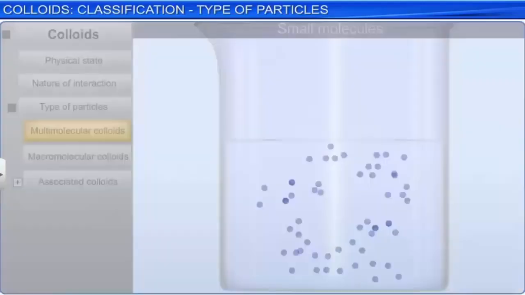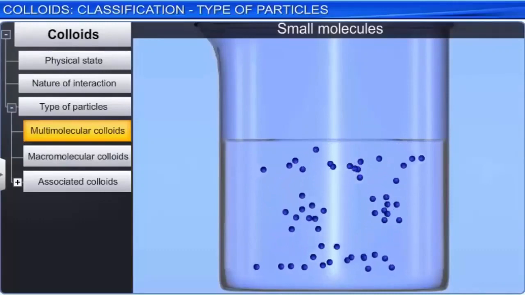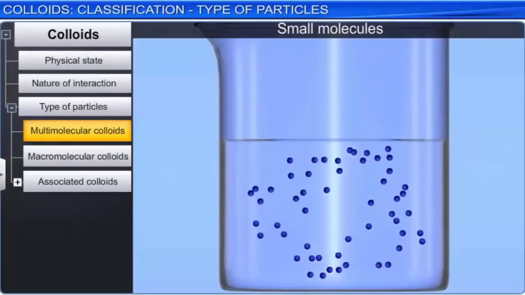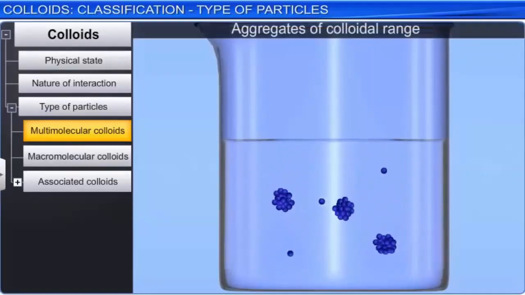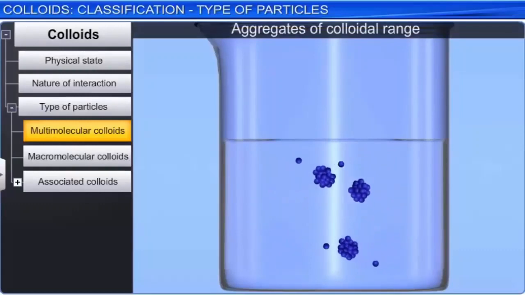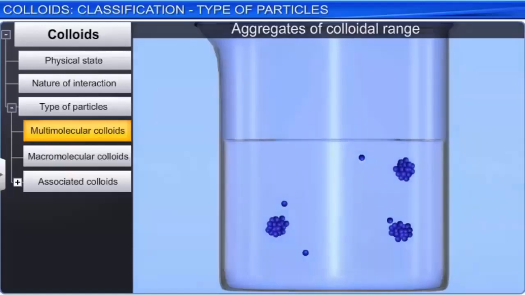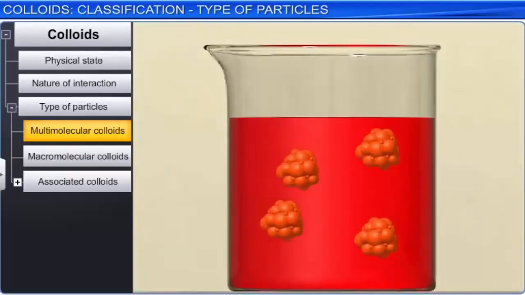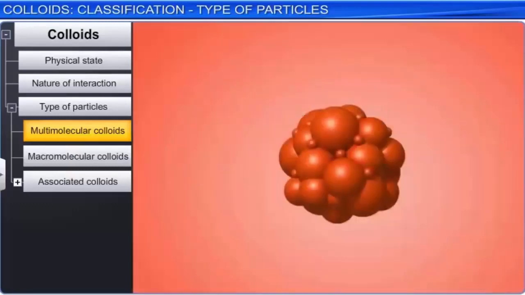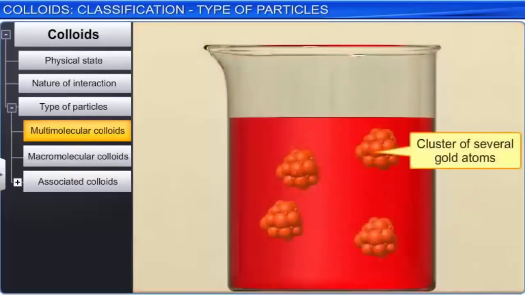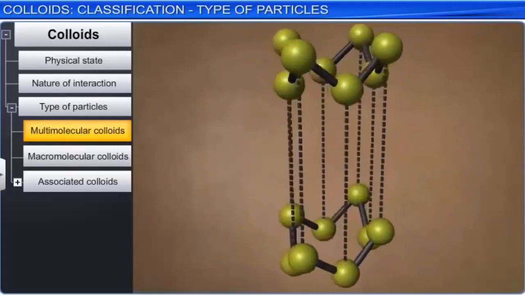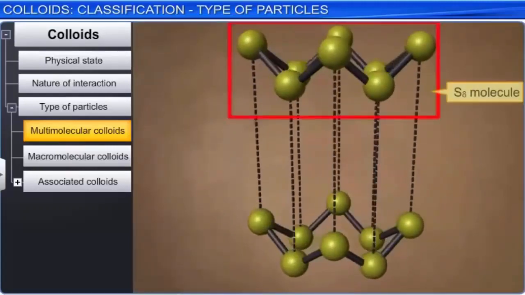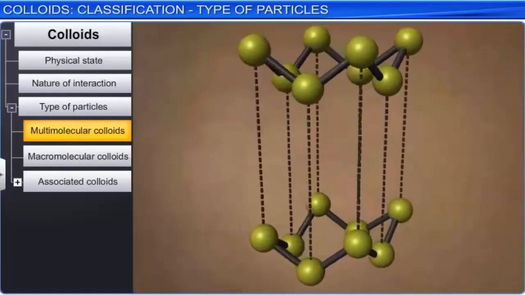As the name suggests, multimolecular colloids are formed when a large number of atoms or smaller molecules of the dispersed substance aggregate together to form a species whose size lies in the colloidal range. For example, a gold sol consists of particles of various sizes that are a cluster of several gold atoms. A sulfur sol consists of colloidal particles that are aggregates of S8 molecules. These molecules in the aggregate are held together by van der Waals forces.